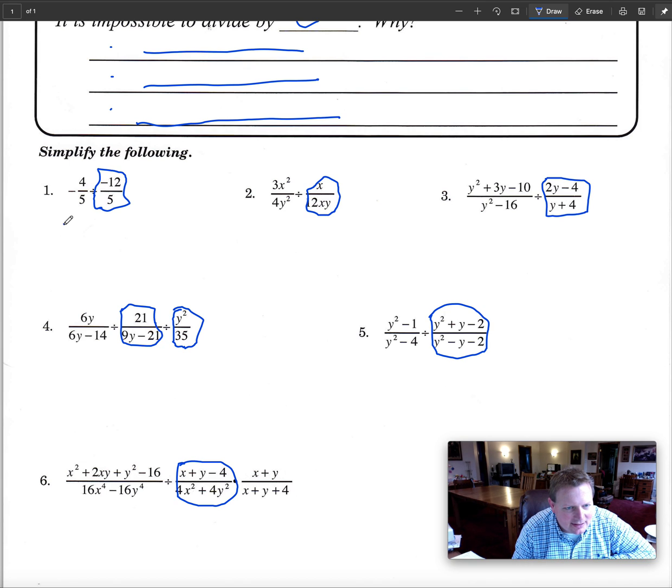And so we write this down. Negative, we all remember how to multiply and divide regular fractions. So we're going to flip the second. Whoa, whoa, whoa. That's not an 8. See, it's just going to be a 5. So here we go. So we have negative 4/5 times 5 over negative 12.